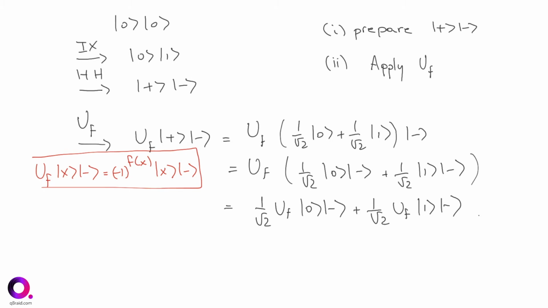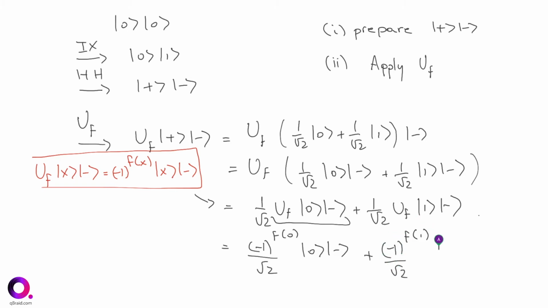And now we plug in this expression at this point, and what we get is that this is equal to minus 1 to the f of 0 over square root of 2 ket0 ket minus, right? This comes from this term here, plus minus 1 to the f of 1 over square root of 2 ket1 ket minus.